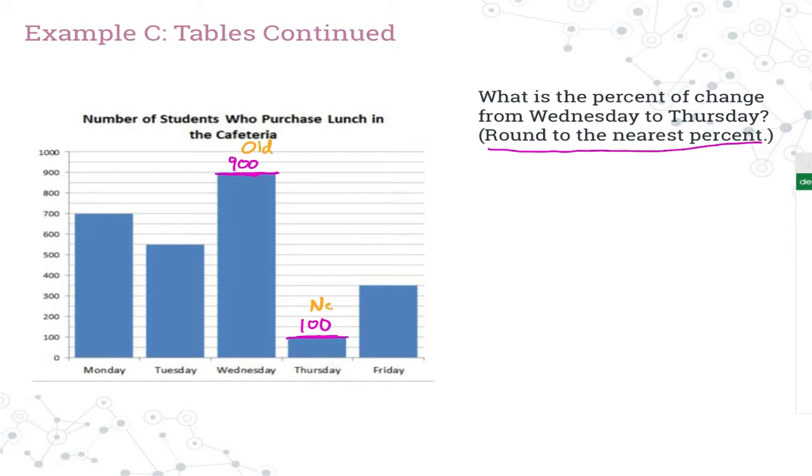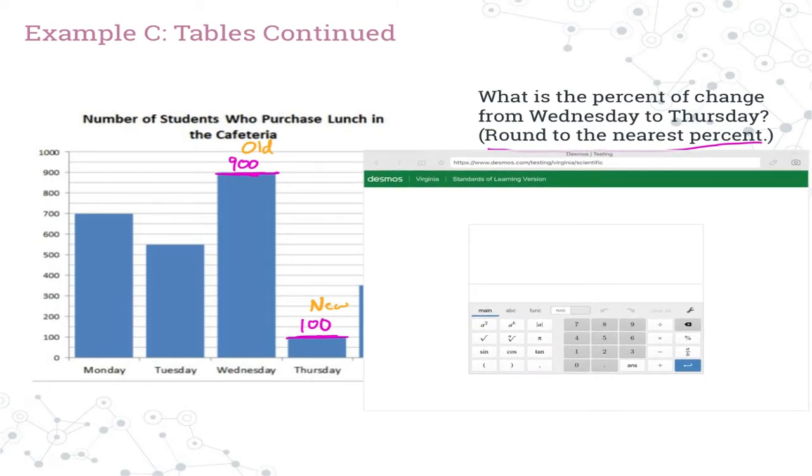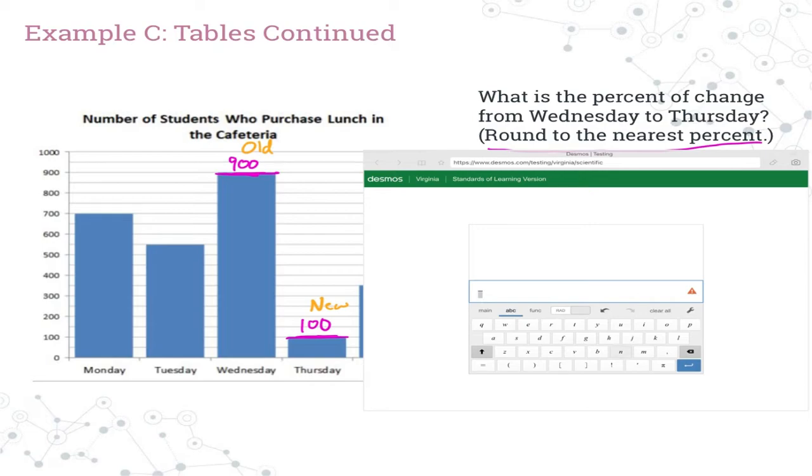So now that we know these two numbers, let's go ahead and pull in our Desmos calculator again because that method seemed a little easier. So the first thing we're going to have to do is type in our formula. We've got new, and we're going to type that as new minus old, and we want to divide that by old. Now that we've got our formula set up, we need to put in for our n.